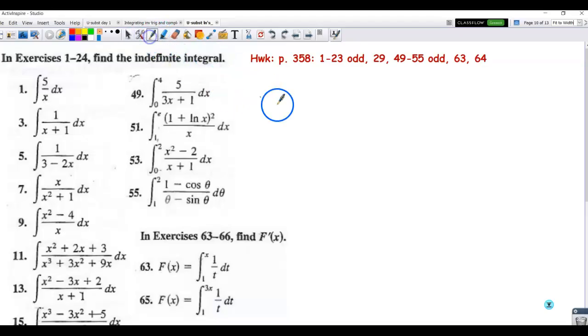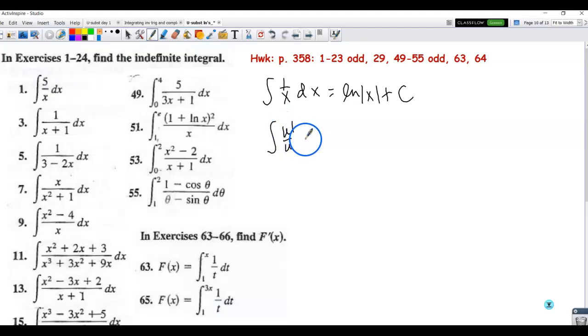Just as a reminder, the antiderivative of 1 over x dx, you need to know this to be successful, is the ln of the absolute value of x plus c. And the other fact that you need to know is that when you find the antiderivative of u prime over u du, you get ln absolute value of u plus c. So those are the primary focus of this particular homework set.